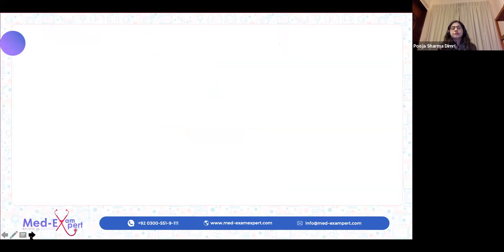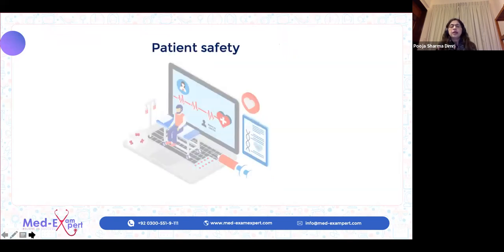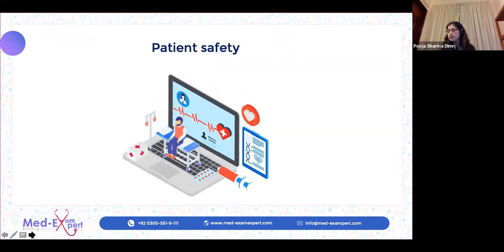Okay, the next domain, last but not the least, is patient safety. Now, this is something which is confusing, and initially nobody understands what they mean by patient safety. So patient safety is everything that we do on a day-to-day basis to ensure that the patient is safe.